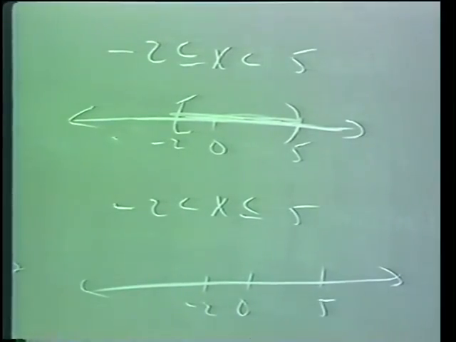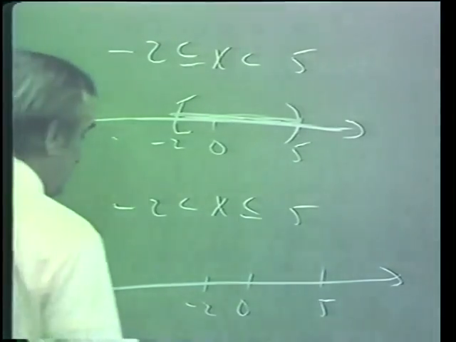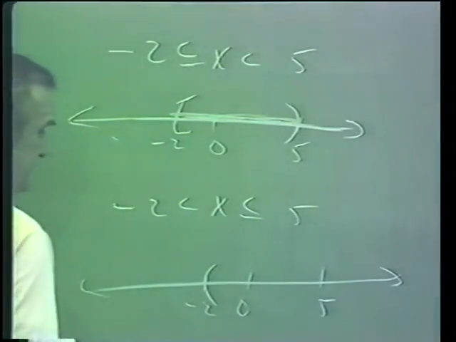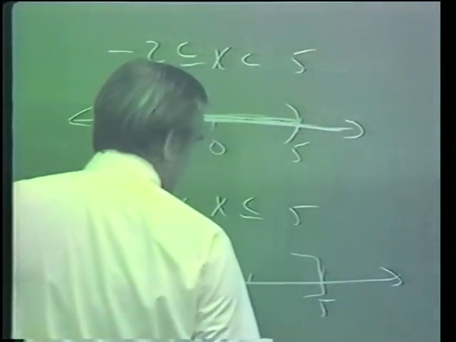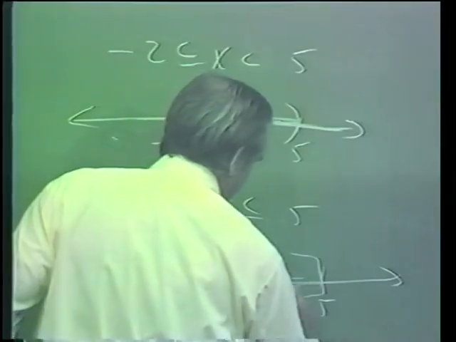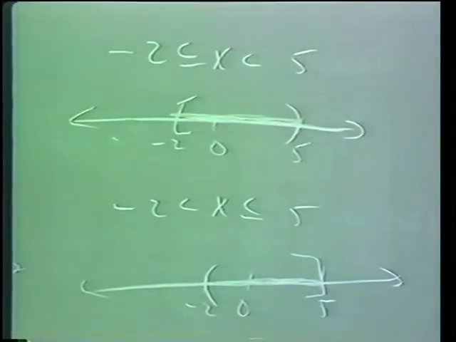Okay, Beeb, what are we going to do? Put a parenthesis at -2, and a bracket at 5, darkening everything. Sure. And there is the solution set. On the board represents all the solution sets we're going to need.